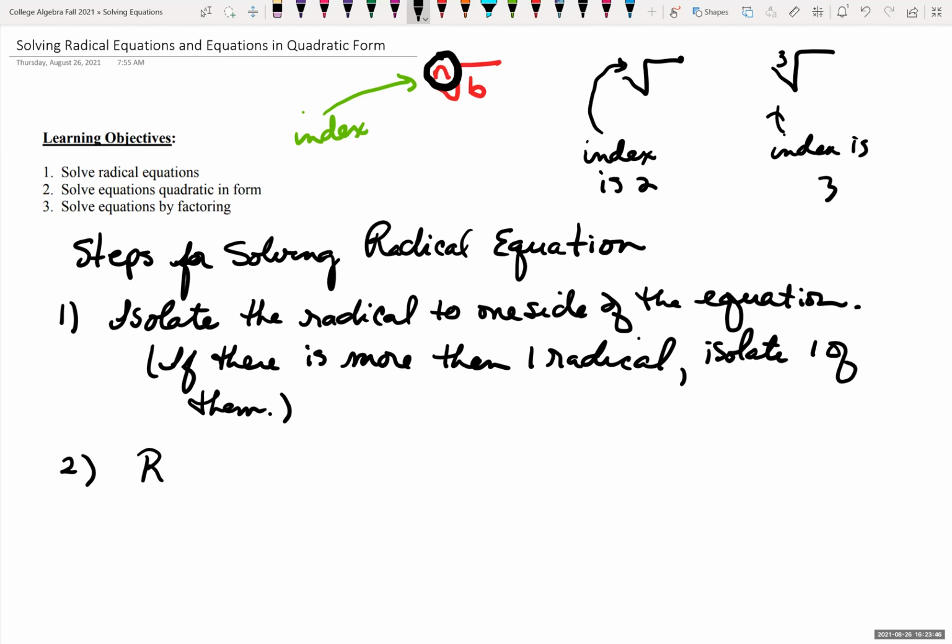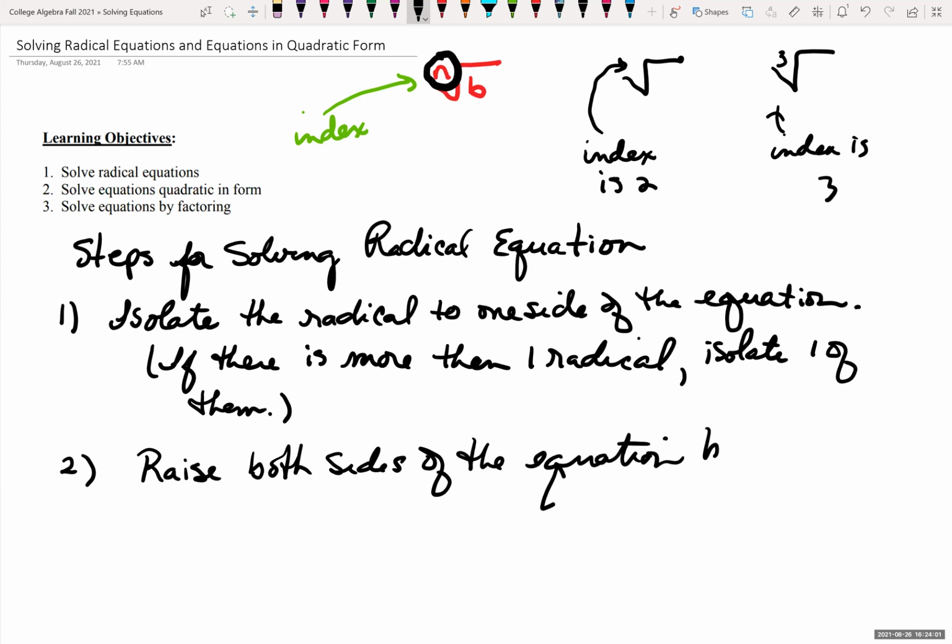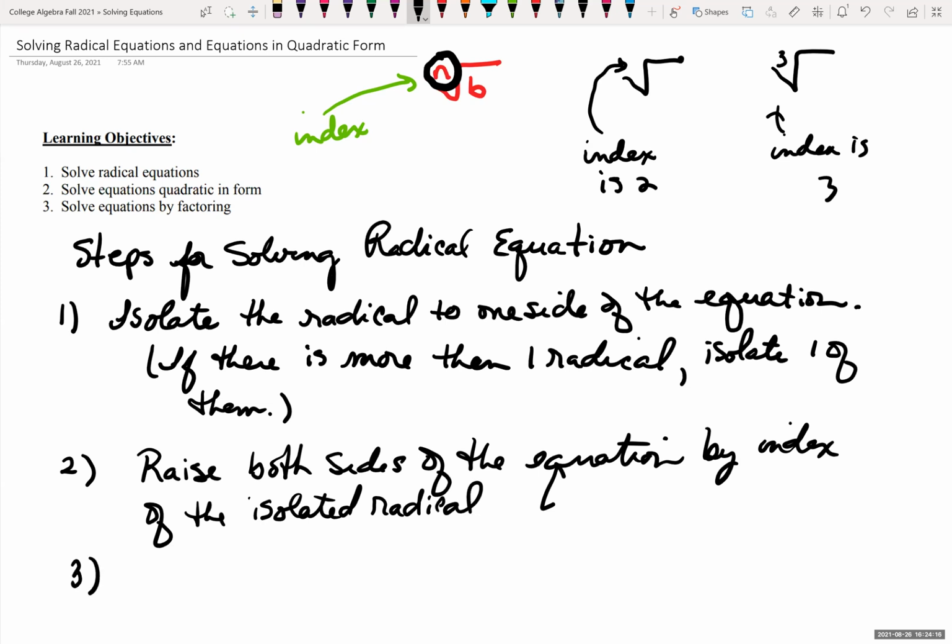Okay, so we're going to raise both sides by that index to clear the radical. So raise both sides of the equation. What we do to one side of the equation, we've got to do to the other. Raise both sides of the equation by the index of the isolated radical. Okay, so again, that's going to clear our radical. Then you're going to simplify both sides.